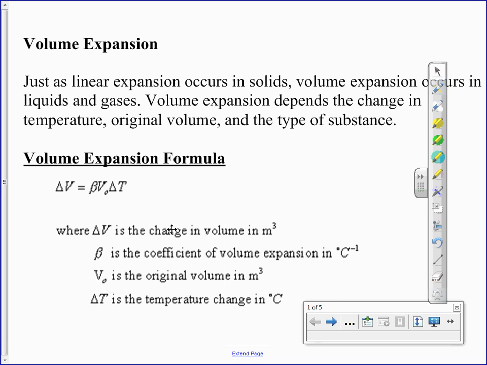Well, good afternoon and welcome back to physics for today. We are going to visit the lesson that we started last time we were together, and you're going to feel that it's very similar to what we just covered with regards to linear expansion, but now we're going to look at the expansion of the whole object rather than just linearly, and that is called volume expansion.